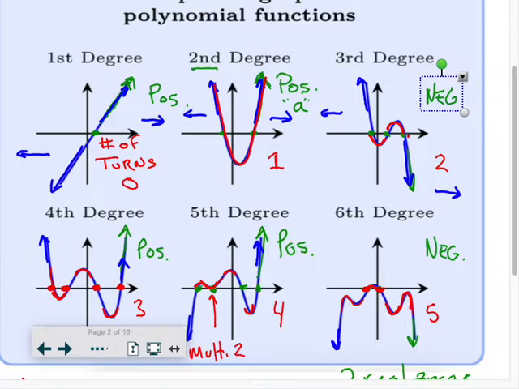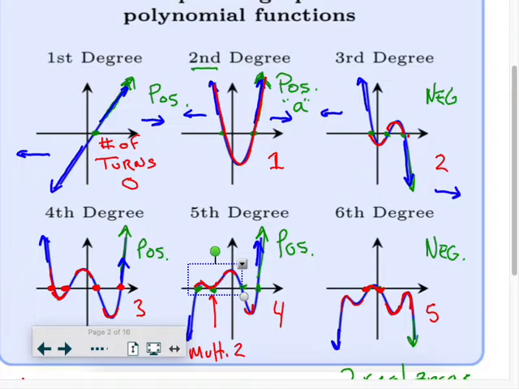Here you can see it has 1 zero, which matches the degree. It's a first degree polynomial. Over here, you can count your 3 zeros. 1, 2, 3, it's a degree 3. Fifth degree, right here, I'm counting 1, 2, 3, 4 x-intercepts, but there's 5 zeros, right?